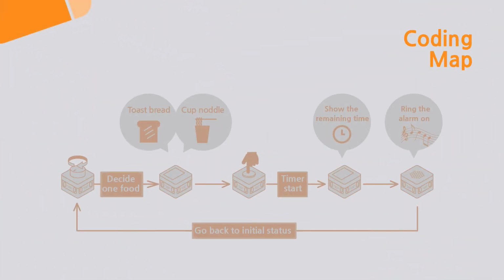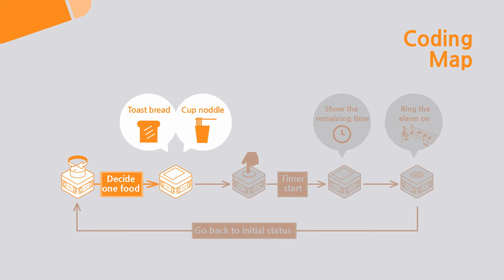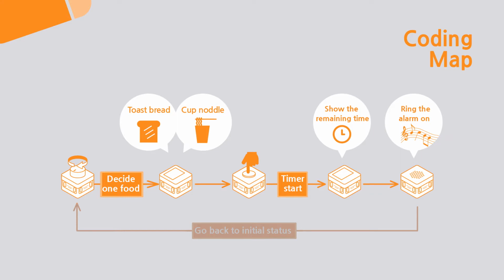Before we start coding, let's take a look at the coding map of the creation to understand its structure. The display will show the words toast or instant cup noodles when we turn the dial. Once you decide on one, press the button and the timer will start. The display will show the remaining time, and when the time is up, the speaker will ring the alarm, and the timer will go back to its initial status. So, shall we start coding?